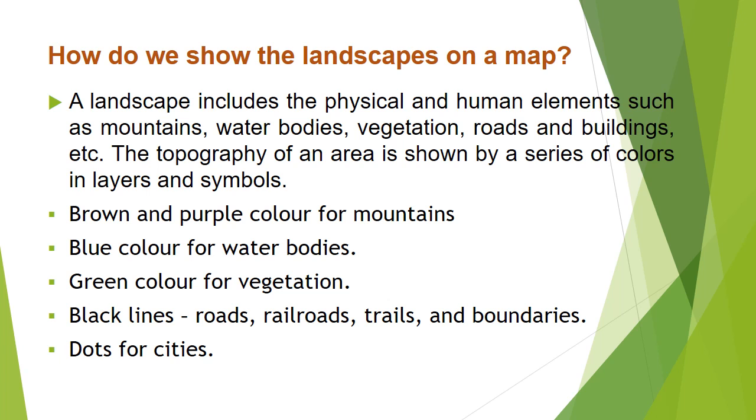We use a dot for a city. We use different other signs and symbols. We use different colors also. We use brown and purple color for mountains, blue color for water bodies, green color for vegetation, and black lines for roads, railway tracks, etc. So we use different types of colors and symbols on a map to represent different man-made and physical features.